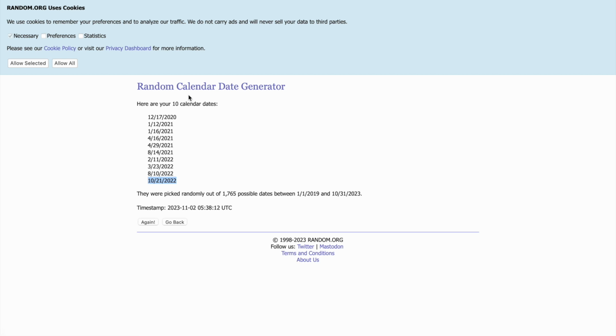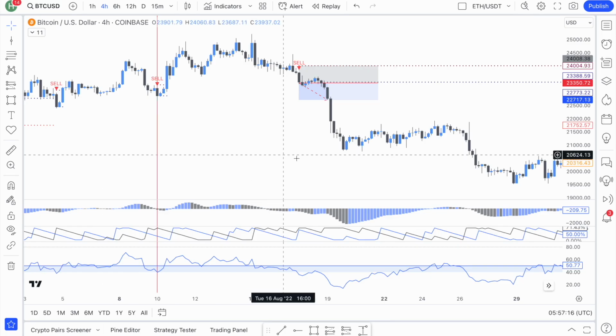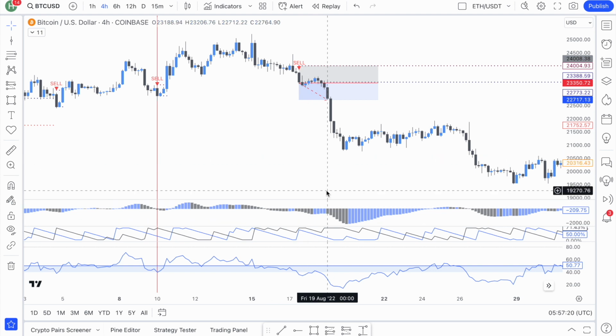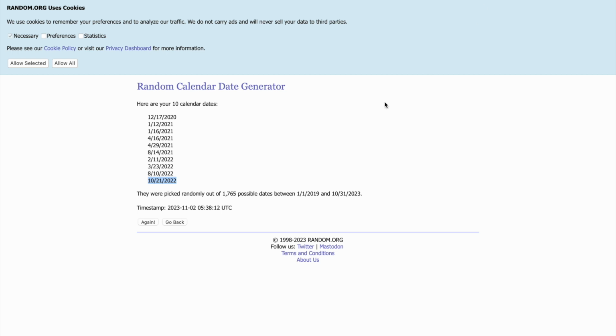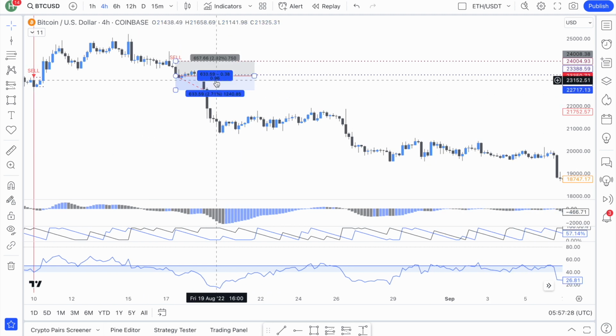And then, last but not least, it just hurts me to be so conservative actually. So 10/21, 2022. You know what? I want to look at something here. Okay, never mind. The AO confirmed it as well. So what did I say? 10/21, 22. All right, so that's the last one on the 4 hour.